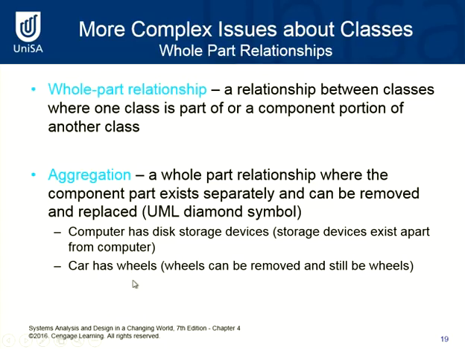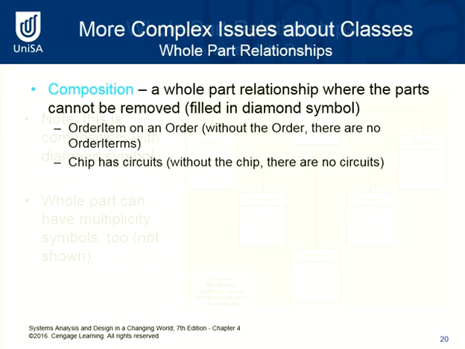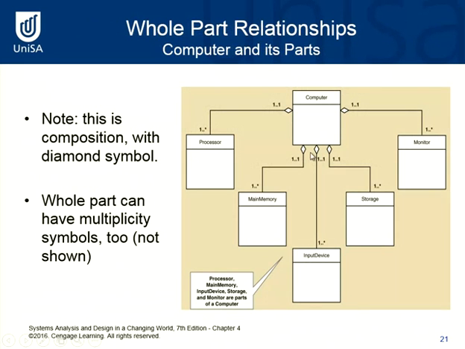Aggregation example: a computer has disk storage devices, but the storage devices exist as devices apart from the computer. A car has wheels. Wheels can be removed and they are still wheels. Okay, so there's aggregation and there's composition. And here's an example here. We've got the computer, which has a processor, monitor, storage, main memory, and input device, and they are all parts of a computer. But they still exist as their own things, if that makes sense, in their own right.